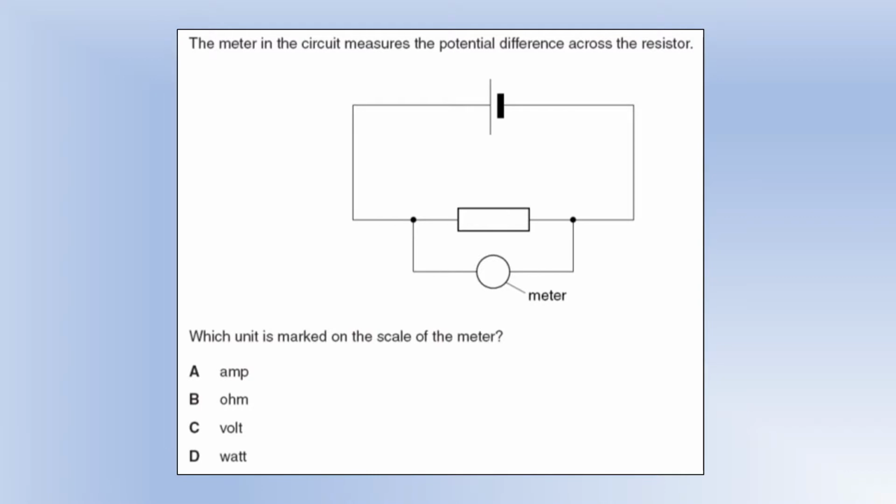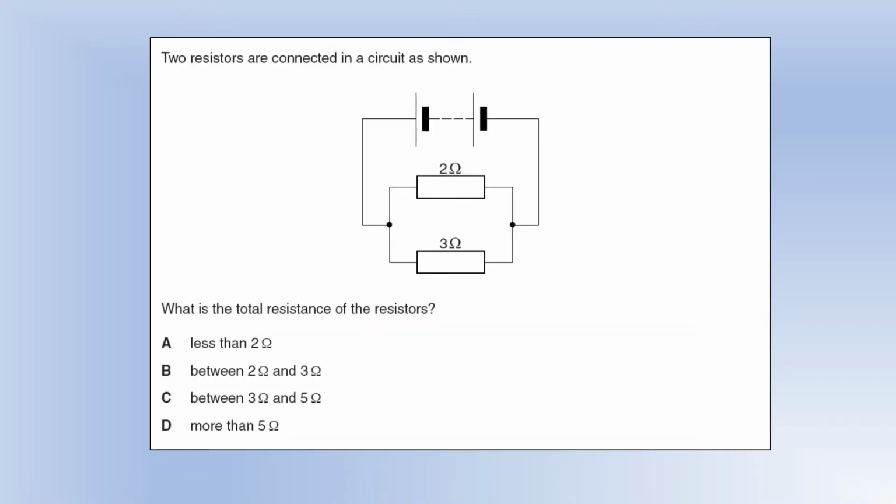Okay, the meter in the circuit measures the potential difference across the resistor. Which unit is marked on the scale of the meter? Well, it's in parallel and we're measuring potential difference, so that's going to be a voltmeter measuring in volts. Okay, so two resistors are connected in a circuit as shown. What is the total resistance of the resistors? You could use the equation and calculate this, that's fine. But I know that if you have two resistors in parallel, the resistance is always less than both of the resistors. So it's got to be less than 2.